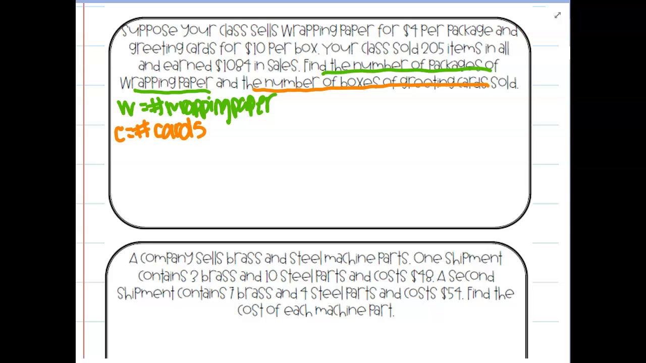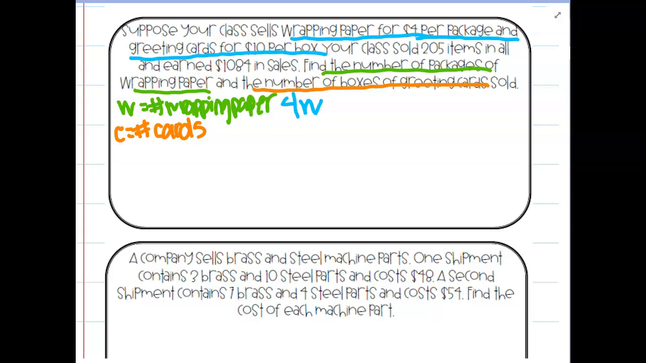That sounds kind of mathy. I mean, there's numbers there. So, okay, wrapping paper for $4 per package, greeting cards for $10 per box. It's not going to be a complete equation, but let's see if we can write that into math. So when I say wrapping paper for $4 per package, each W costs $4. So if I were to say 4W, let's think about what this would tell us, because that's going to be really important.